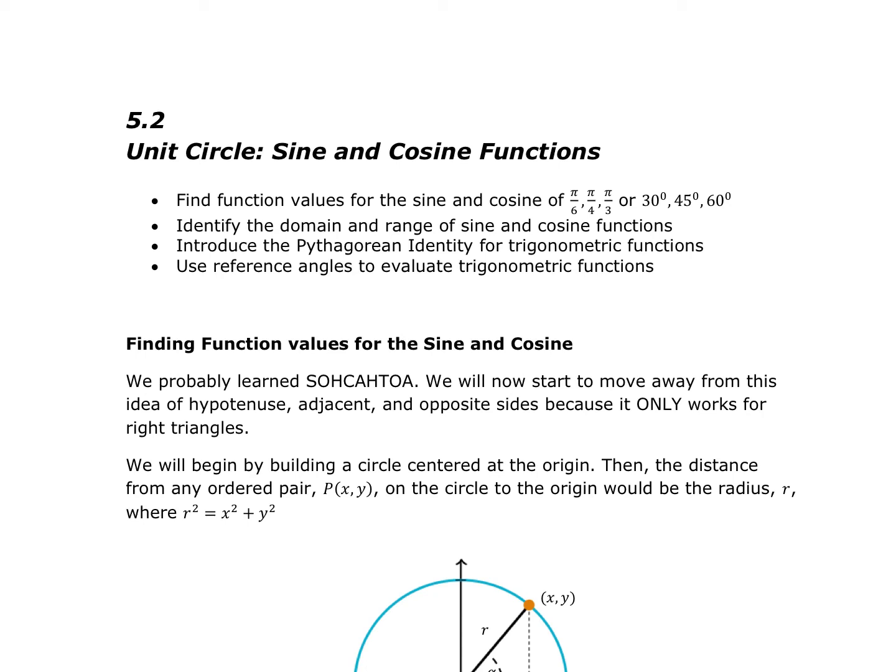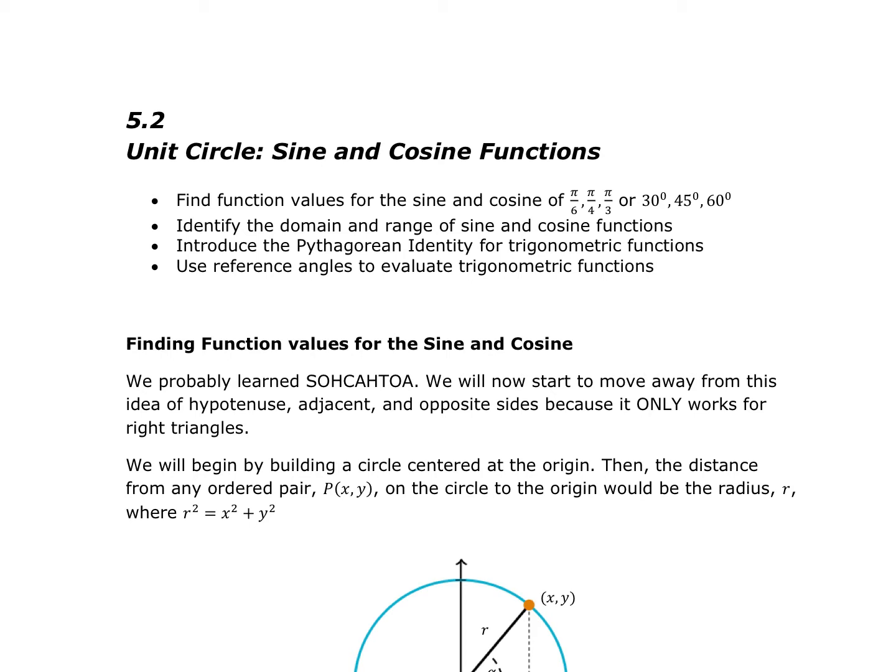In this video, we're going to look at the unit circle sine and cosine functions. In particular, we are going to find the values for sine and cosine for pi over 6, pi over 3, pi over 4, or the 30, 45, 60 degrees, as well as the 0 and pi over 2, or in other words, 0 and 90 degrees. We're going to look at the quadrantal angles as well in this video.